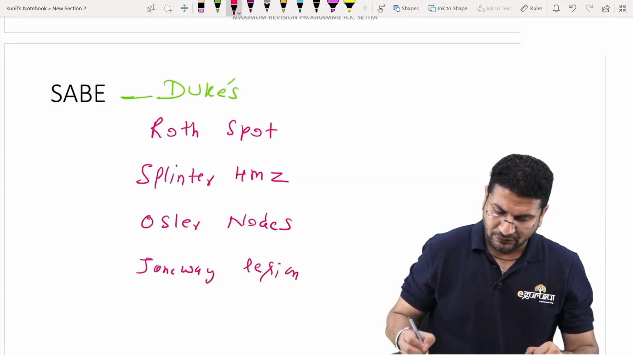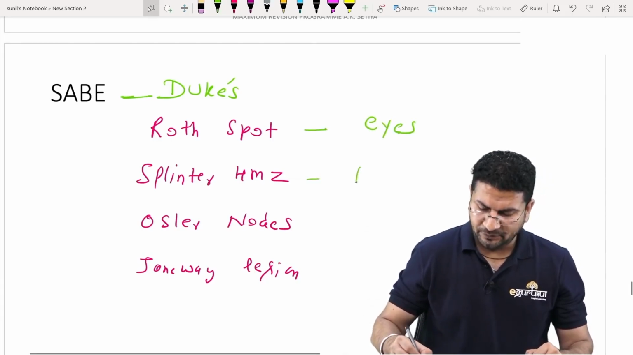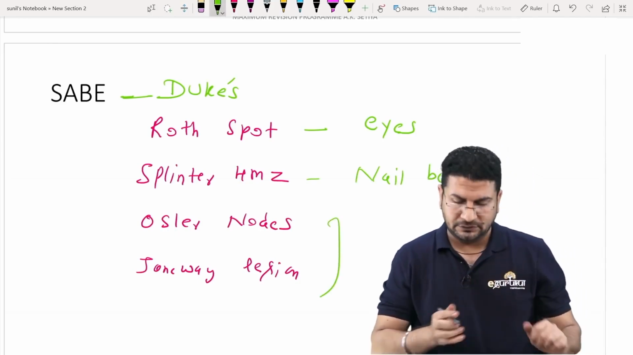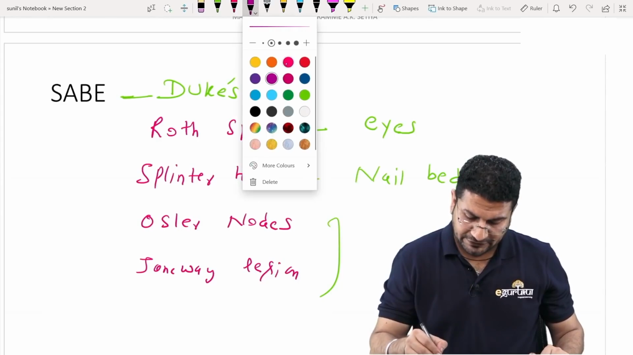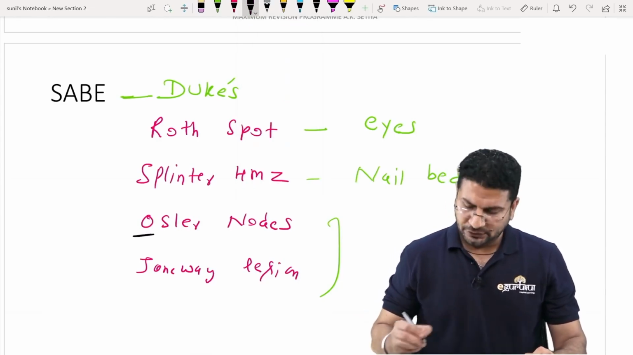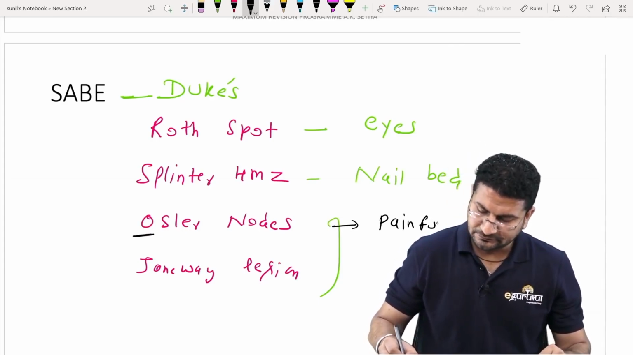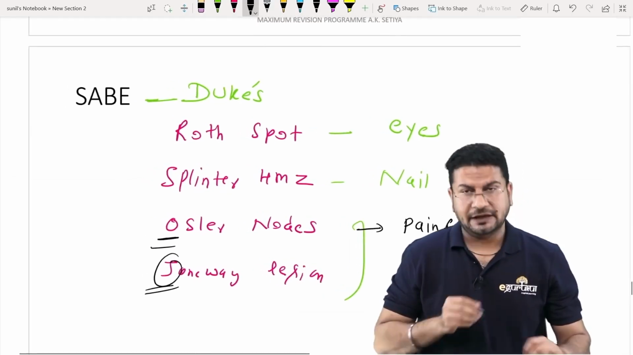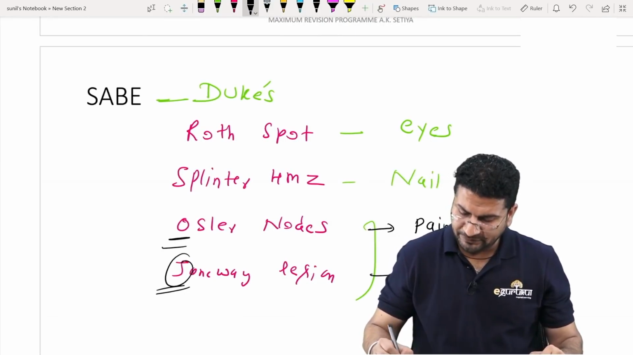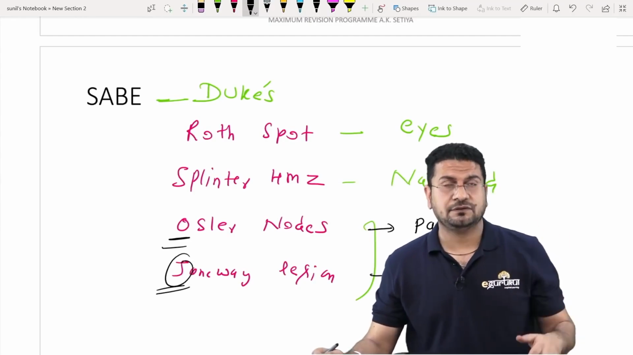Understand these Roth spots, you can easily figure it out. These are seen in the eyes. Splinter hemorrhage you will see in the nail bed. These two are present in palms and soles. So how do we differentiate between these two? Understand this. Osler nodes means O for oh my god. You will shout with pain, oh my god, when you have pain. So these are painful. J for just relax. When you are having these lesions, you are just relaxed, meaning these are painless. So Osler nodes are painful and Janeway lesions are painless.